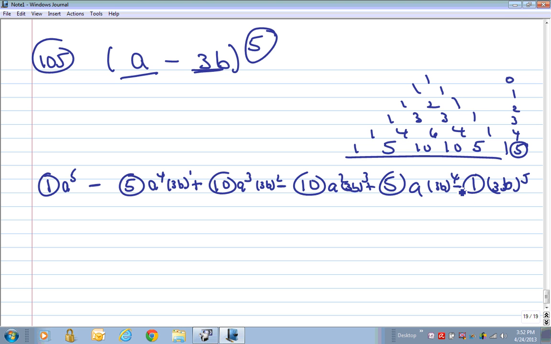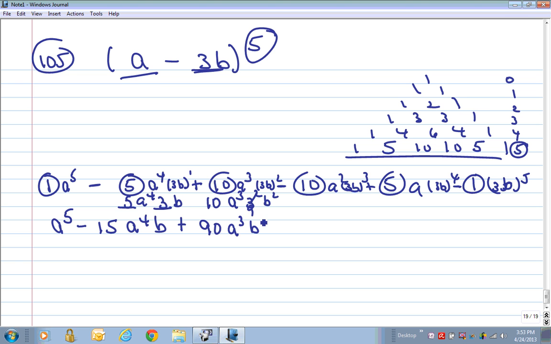All right, now we just got to total everything up, and this is where you need to be really, really careful. This is 1 times a to the 5th, which is just a to the 5th, and then we got a subtraction. On this one, we have 5, a to the 4th, 3 to the 1st is 3, and b to the 1st is b. So we've got 5 times 3 is 15, a to the 4th, b. And then we've got our plus sign. And here we've got 10, a to the 3rd, we've got 3 squared, and b squared. 3 squared is 9. So 9 times 10 is 90, a cubed, b squared.